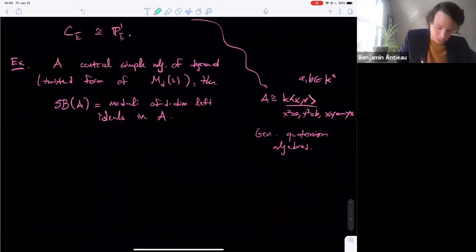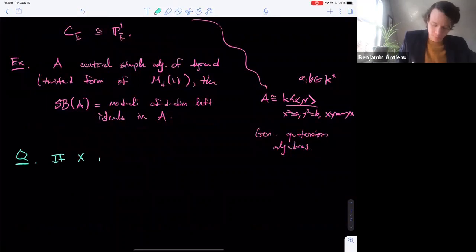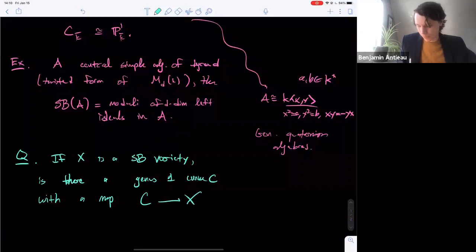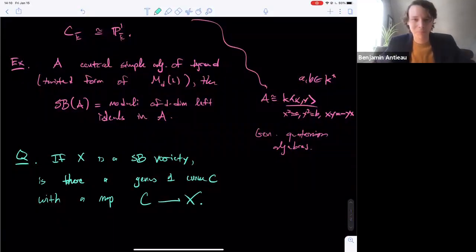And now my question is, if X is a Severi-Brauer variety, i.e. a twisted form of projective space, is there a genus one curve C with a map C to X? Any map, okay? Any map at all? That's the question I want to discuss today.